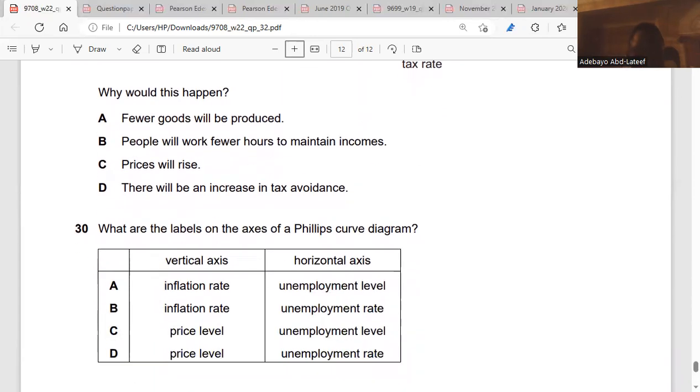30. What are the labels on the axes of a Phillips curve diagram? On the vertical side, we have inflation. On the horizontal side, we have unemployment. So the y-axis is inflation, the x-axis is unemployment. Clear. So the answer is not price, not inflation rate and unemployment level. It is the unemployment rate. It's not the same as level. So the answer is B, inflation rate and unemployment rate. They are not levels, they are rates. Rate of inflation and rate of unemployment. Okay. So the answer is B.